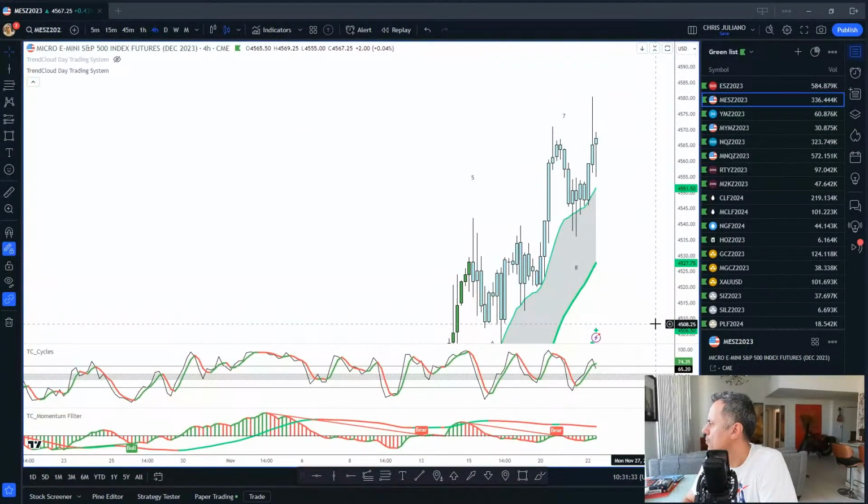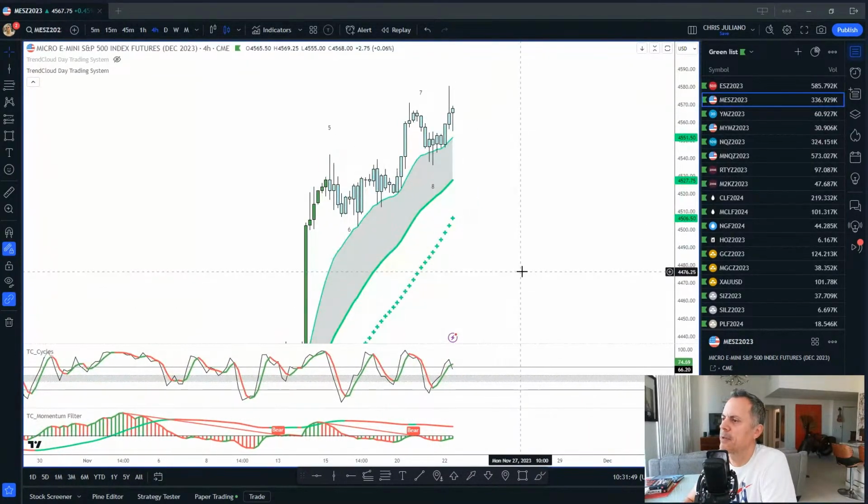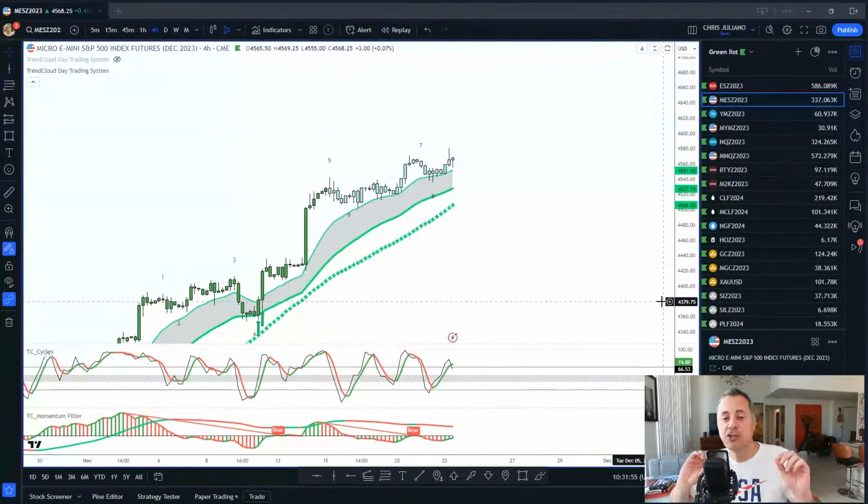Do you use it for US 30, US 500? Yeah, absolutely. You can use it on anything. You can use this on stocks, crypto, forex, anything you want, Margot, anything you want. It's a price action mapping system, so therefore it will work for anything.